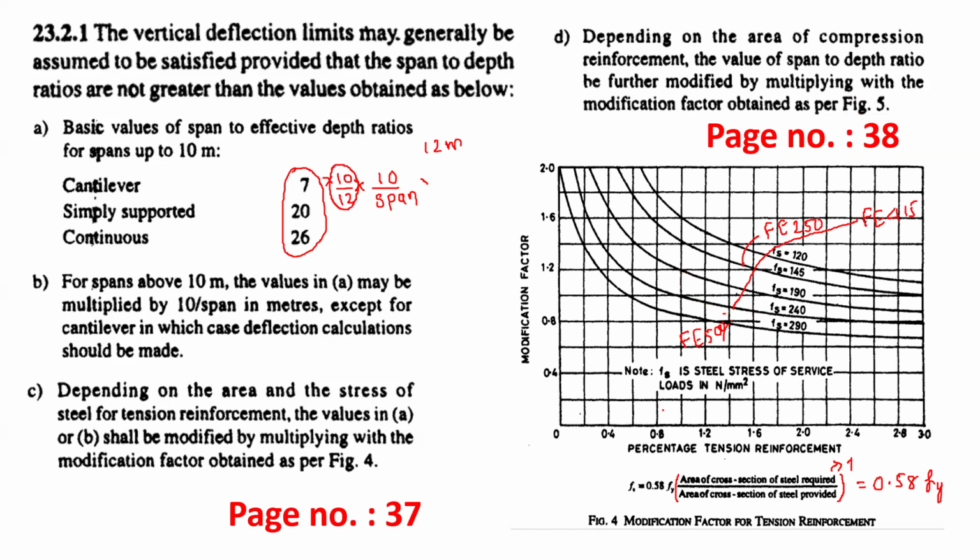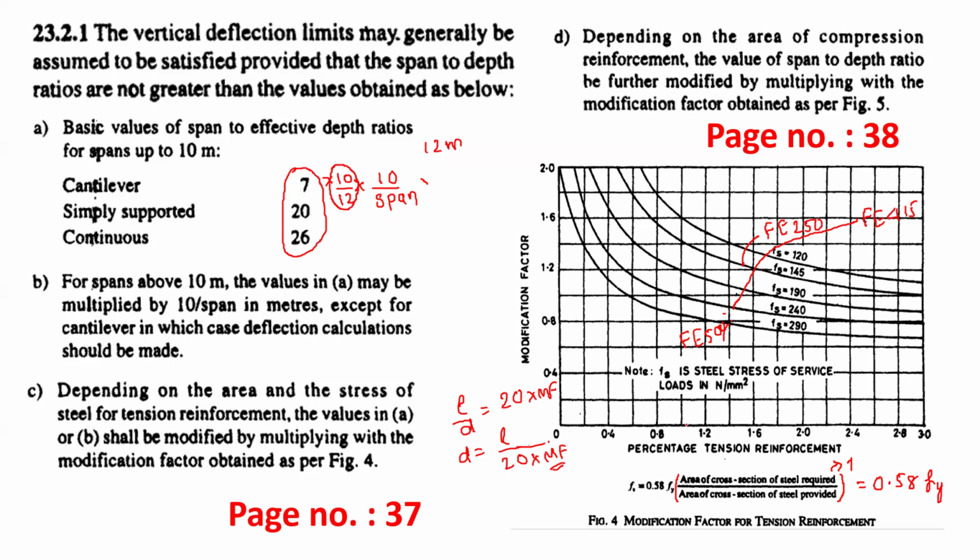We have to keep in mind that if the modification factor decreases, automatically our depth requirement increases. You can see we have L by D, say it is 20. Then D is equal to L by 20, into the modification factor. So we have L upon 20 into modification factor. If the modification factor is larger, then the depth required is smaller.